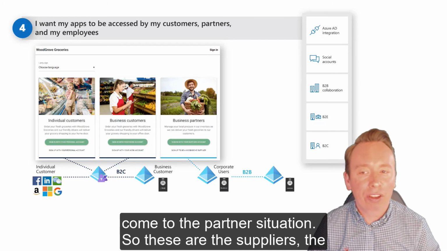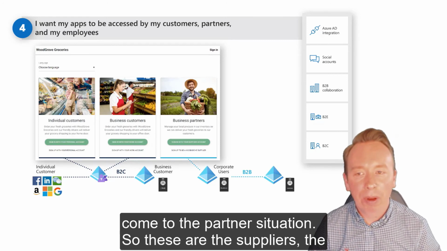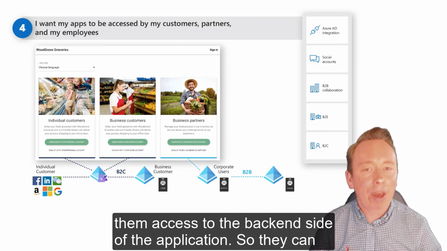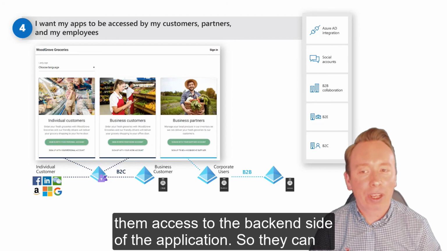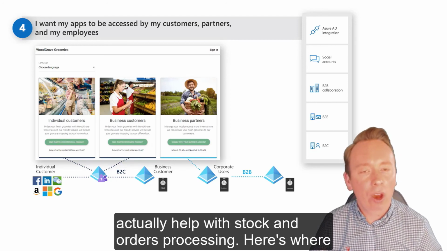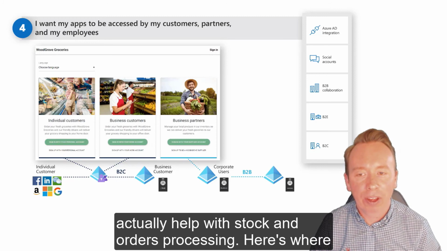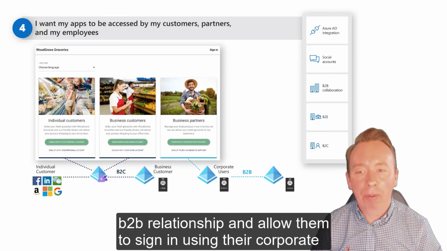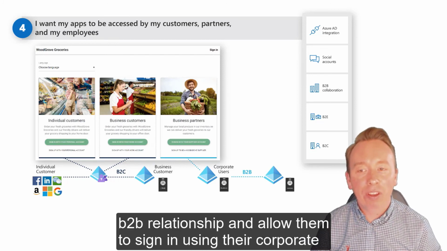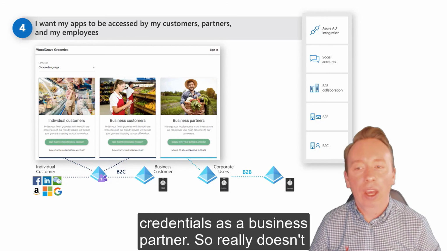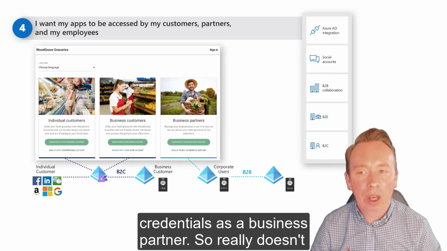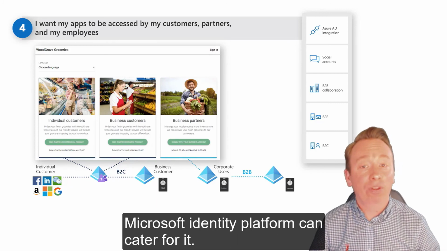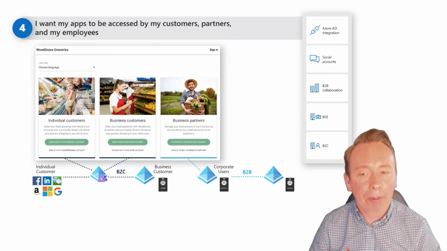Then we come to the partner situation. So these are the suppliers, the farmers that are providing the produce. You might need to give them access to the back-end side of the application, so they can actually help with stock and orders processing. Here's where, if they've got Azure Active Directory, you could set up a B2B relationship and allow them to sign in using their corporate credentials as a business partner. So really, it doesn't matter what your scenario is, Azure Active Directory and the Microsoft Identity Platform can cater for it.